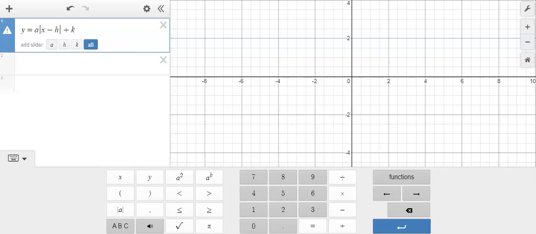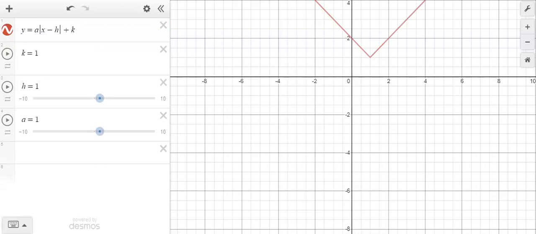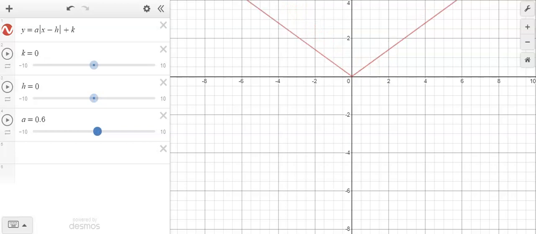And so now we can see, we slide it around, look at values of 0, 0, and 1. Sorry, 0, 0, and 1. This is our parent function, right? a is 1. We have just the absolute value of x. Everything else would be 0 in our formula.